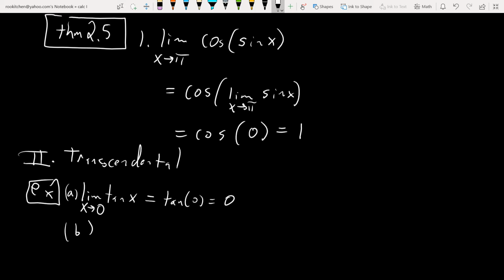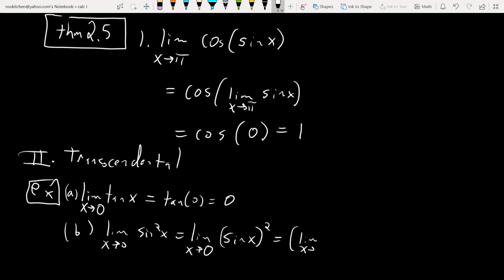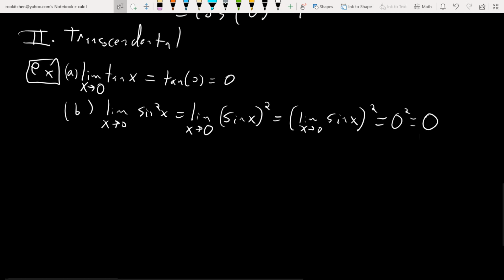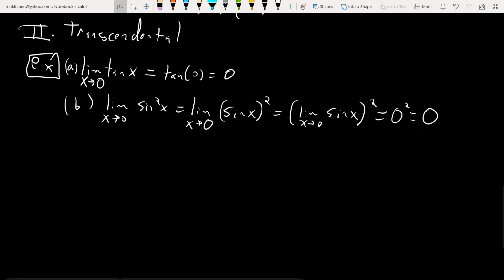And then something like the limit as x goes to 0 of sine squared x, you can move the limit inside if you want to rewrite it so you can understand. This is a composite function. It's a sine on the inside and then squared on the outside. So you can bring the limit inside there: the limit as x goes to 0 of sine x, squared. The limit of sine x as x goes to 0 is 0, and then 0 squared is just 0. Okay. But you could have just in the beginning substituted 0 in for x and had your answer.